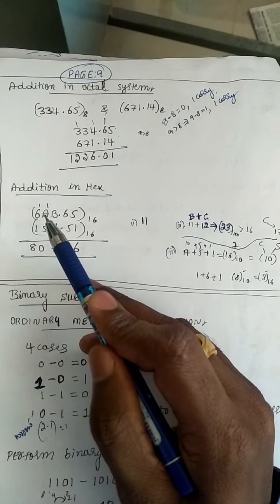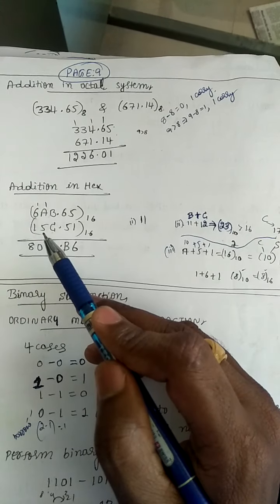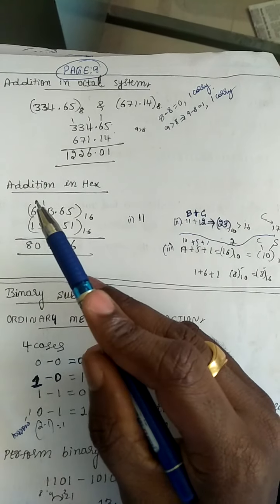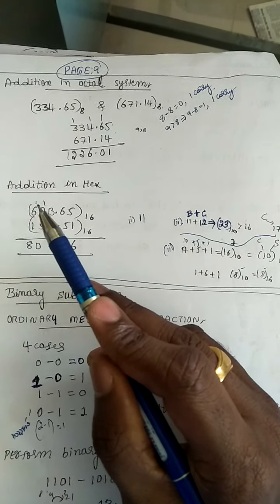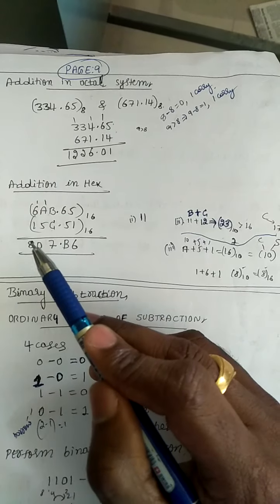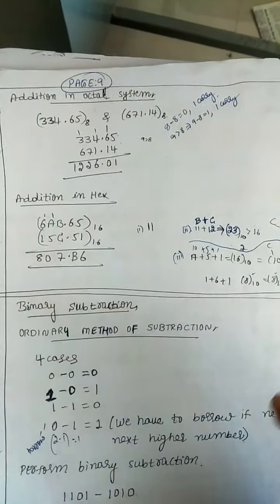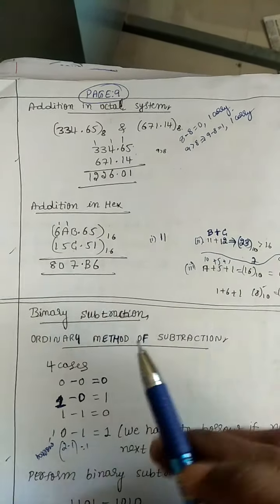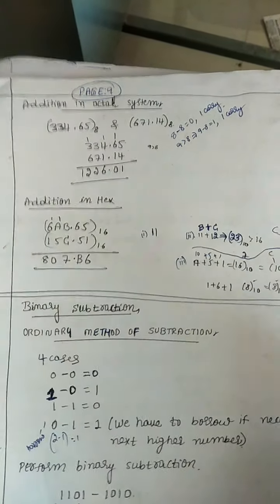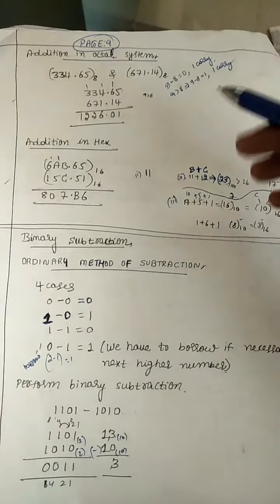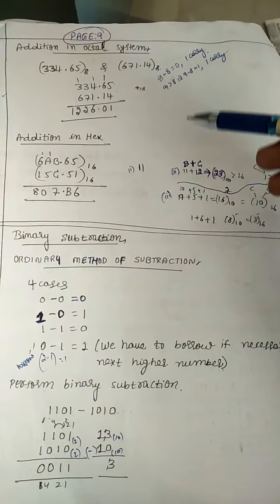So A means 10. 10 plus 1, 11. 11 plus 5, 16. 16 minus 16, it will become 0. Carry will be carried out to the next position, 1. 6 plus 1, 7, 7 plus 1, 8. 8 is less than 16. So retain it as it is, 8. So your final solution is 807.B6. So this is about the addition in binary, octal and hexadecimal.